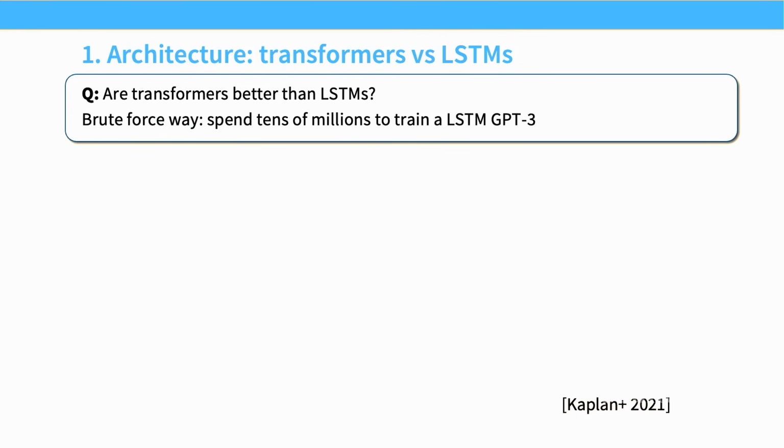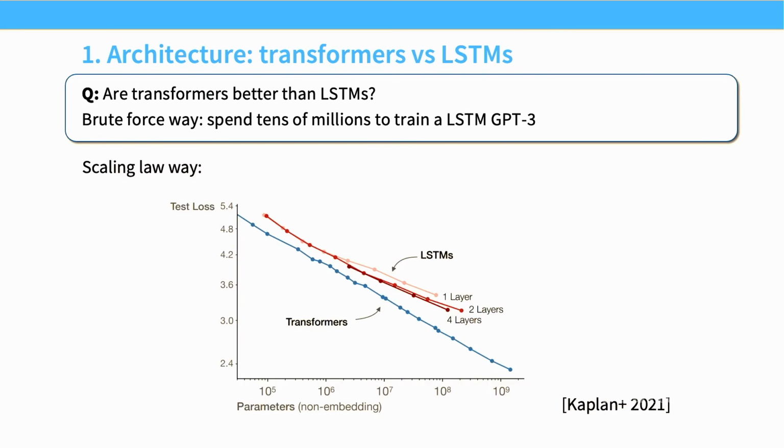Okay, so the very first question we might start with is, are transformers really better than LSTMs? LSTMs can work okay too. They will fit distributions. With the advent of things like Mamba, we know that SSMs can work. So are they better? The brute force way to answer this question is to train a big LSTM, GPT-3, or even bigger class of models.